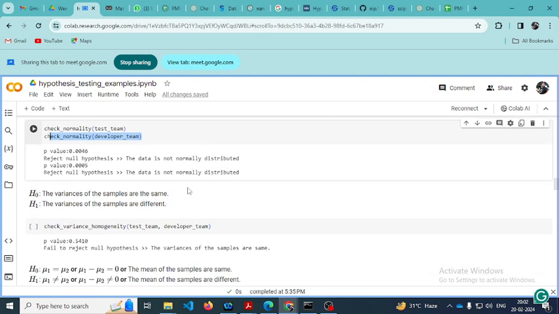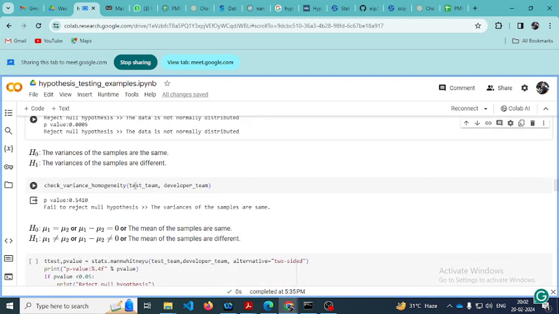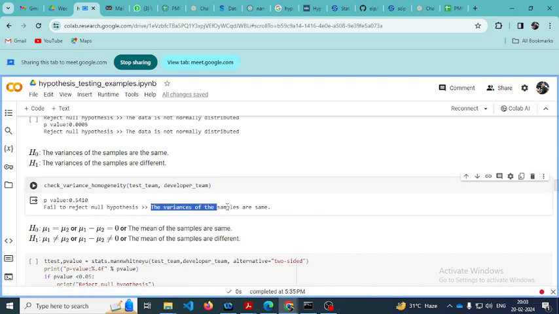Now come to the second assumption, the sample variances. You need to check whether the variance of the given data is the same or not. In this example, are the variances of these samples the same? You call the variance homogeneity check. In this case the p-value is 0.5410, so it fails to reject. That means it is not less than alpha. The p-value is greater than alpha, so it falls under the else case: fail to reject your null hypothesis. So the variances of the samples are the same.